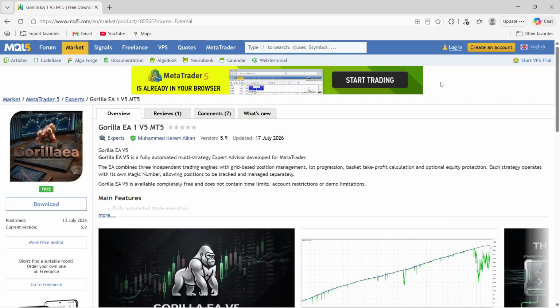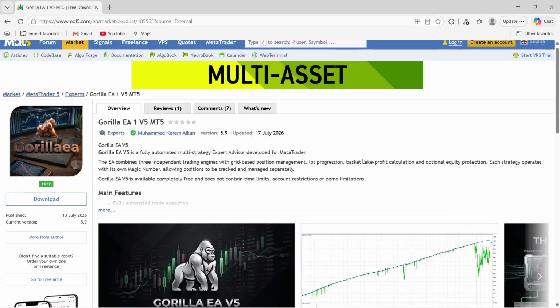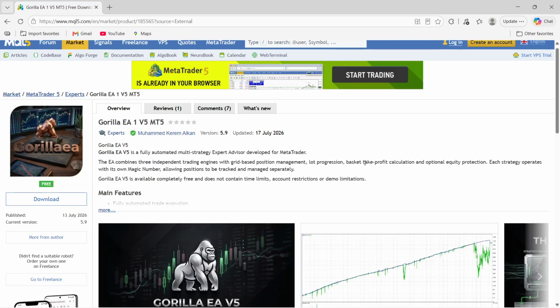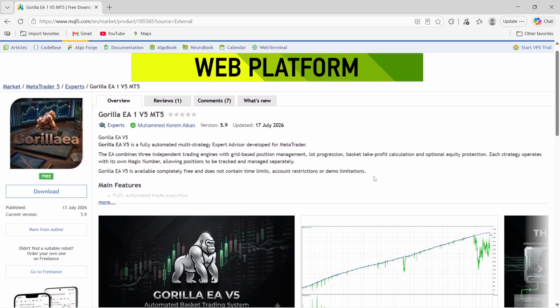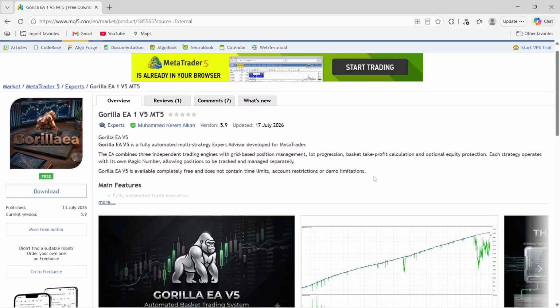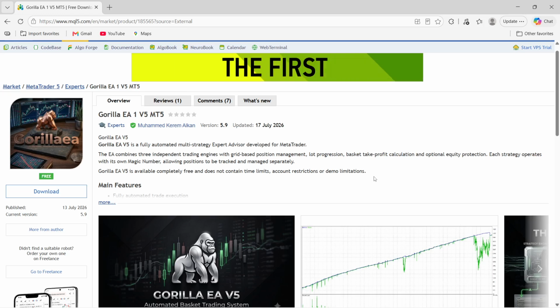Hello traders, in today's video we're going to be looking at the Gorilla EA1 V5 for MT5. This is the latest version of this EA and is gaining attention in the community. So let's break down what the developer claims, how the strategy works, and what my backtest actually showed.